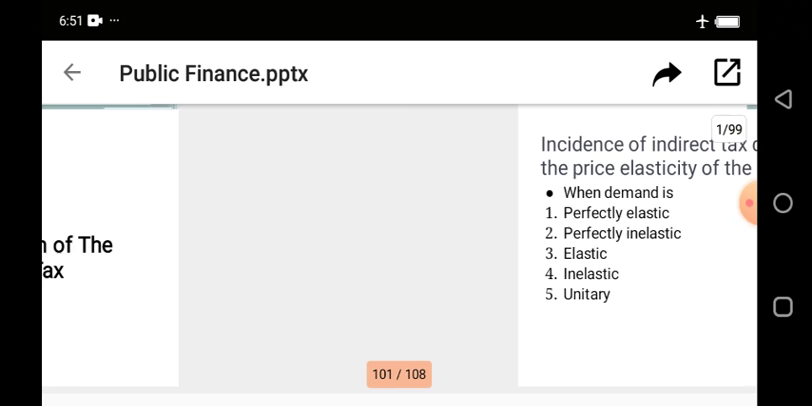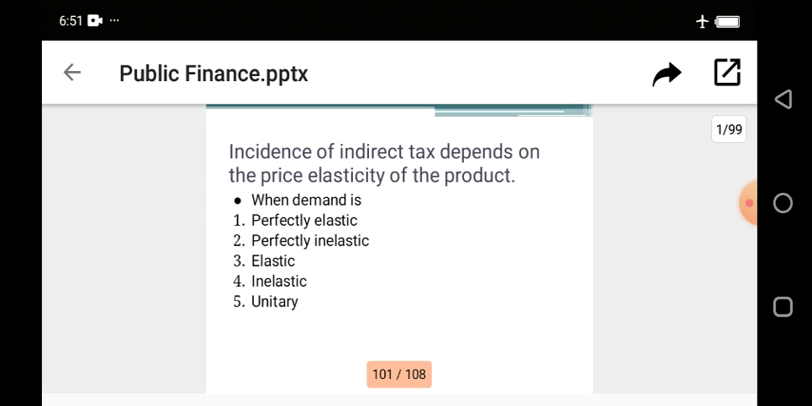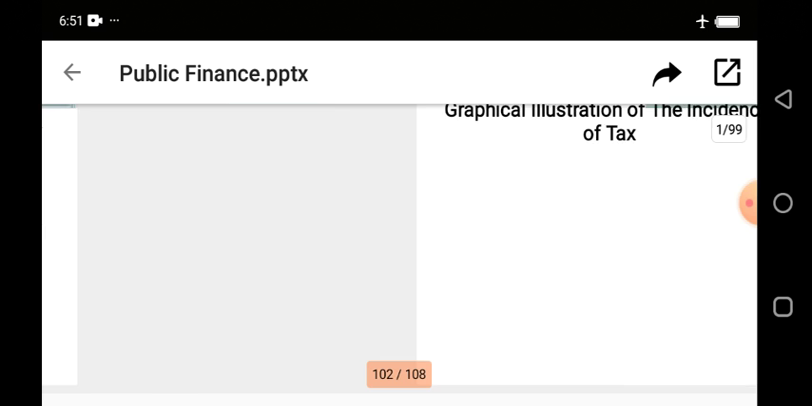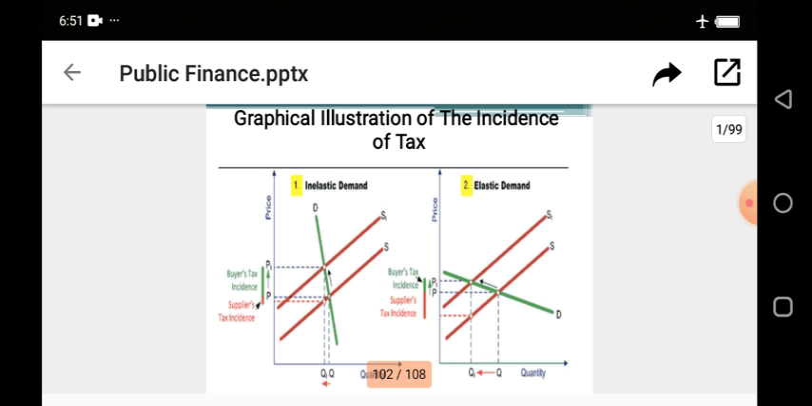So we have about 5 price elasticity of demand, as you can see. We have the perfectly elastic, we have the perfectly inelastic, we have elastic, we have inelastic, and we have unitary. So the incidence of indirect tax depends on the price elasticity of the product in question. So for a quick overview, let's look at this first diagram.